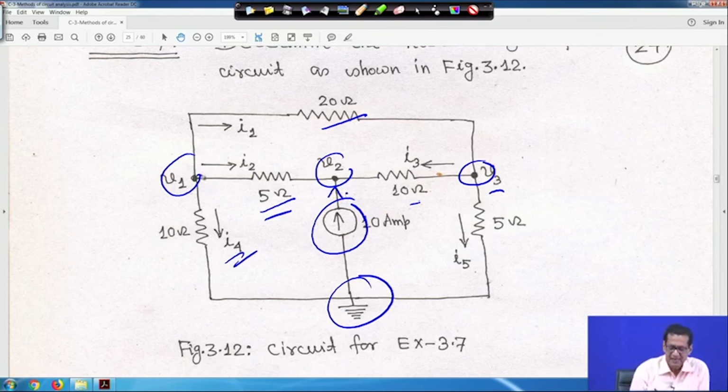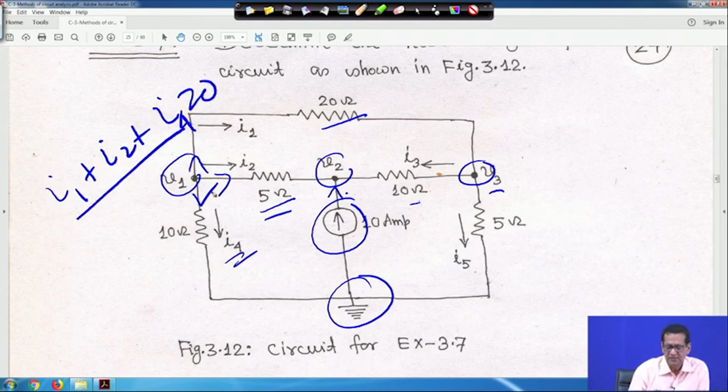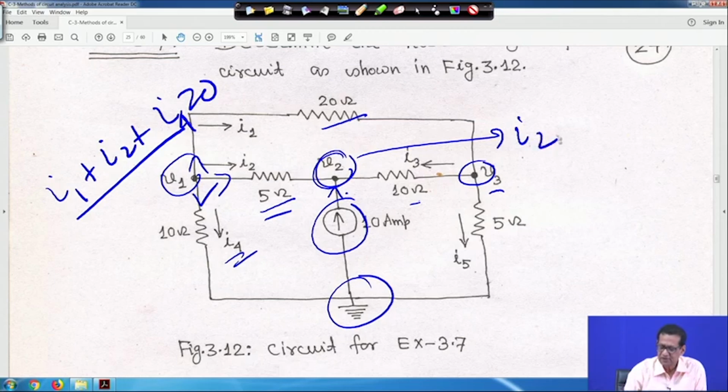If you apply KCL at this point, these currents are all leaving the node. So, basically if you apply KCL, then I1 plus I2 plus I4 is equal to 0. This is at node 1, and I1, I2, I3 you can easily know in terms of V1, V2, V3 and substitute. Similarly, at node 2, if you apply KCL, I2, I3 and 10 are all entering the node. So I2 plus I3 plus 10 is equal to 0.